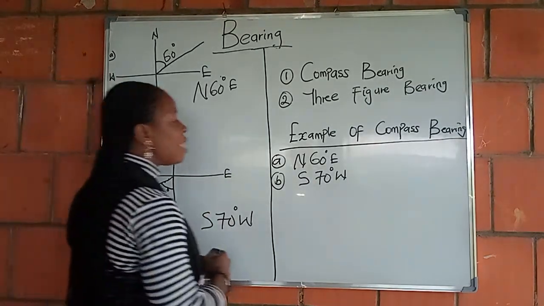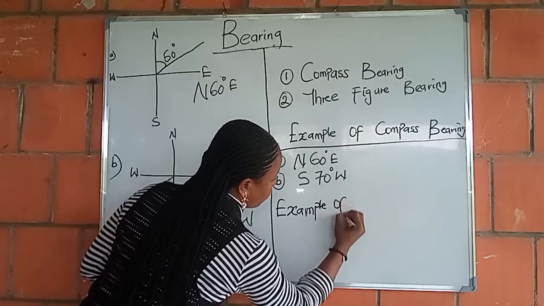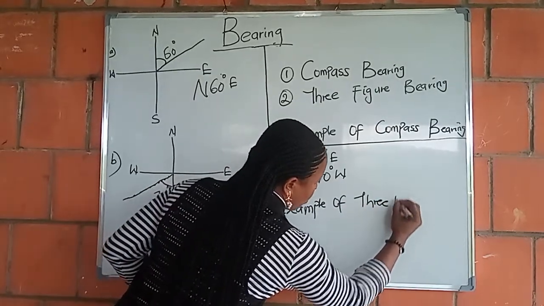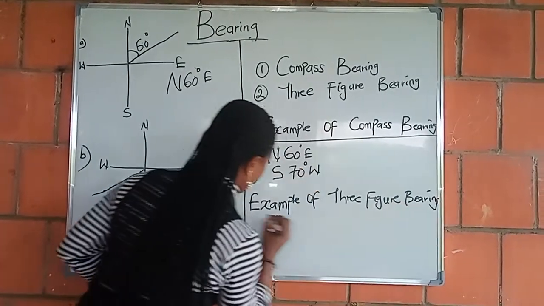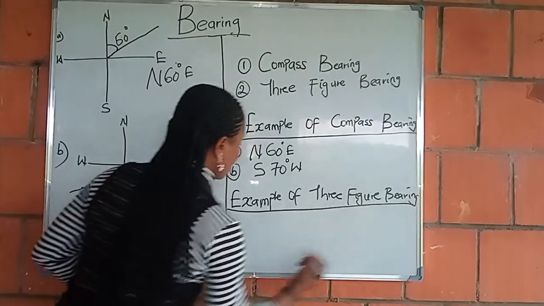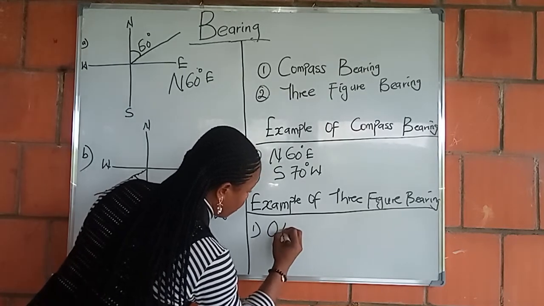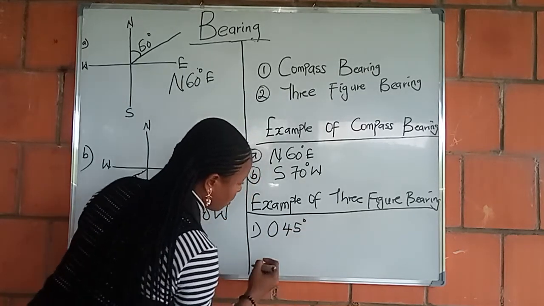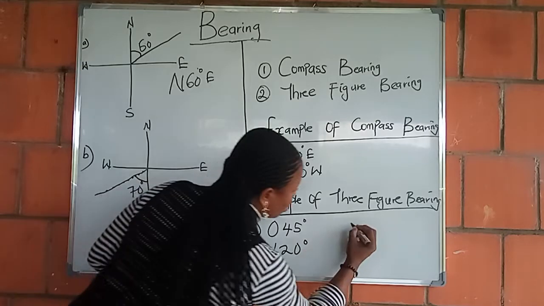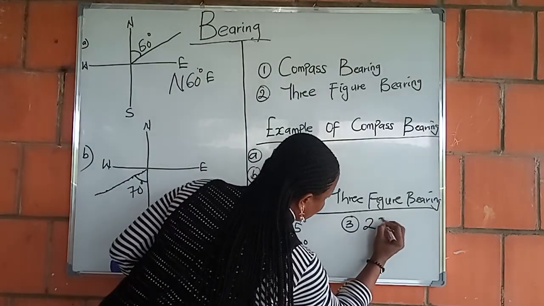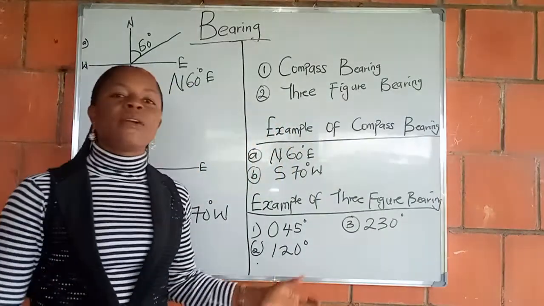Let's also look at an example of three-figure bearing. So if I have 045°, the second one I have 120°, and the third one, last but not the least, let's say 230°. Now under three-figure bearing, there are no indicators.